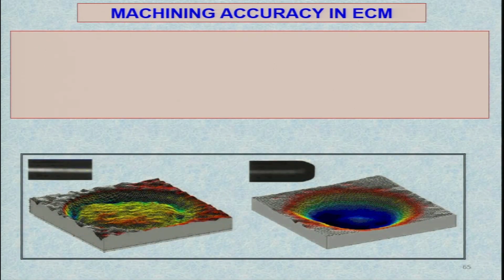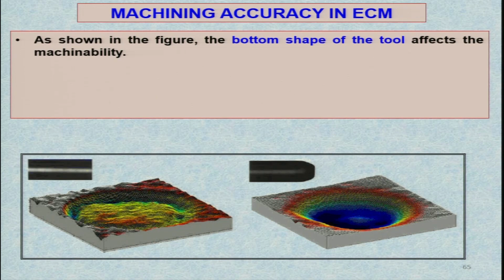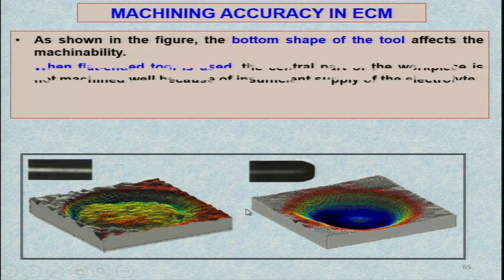Now, machining accuracy in ECM, you can see as shown in the figure, the bottom shape of the tool affects the machinability. Here is the cylindrical shape, here is the tapered cylindrical shape, and you can see in both the cases the shape of the cavity you have achieved. Here it is quite different compared to this particular shape, and it is due to the end of the tool as shown over here, and it is a straight sided end of the tool.